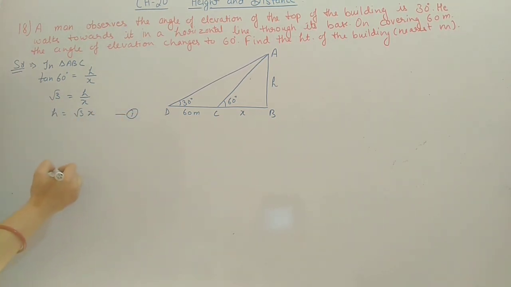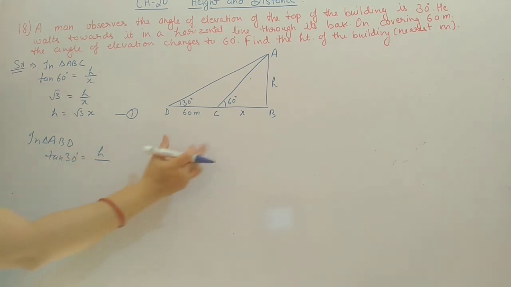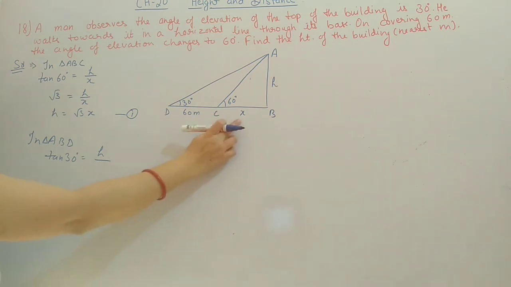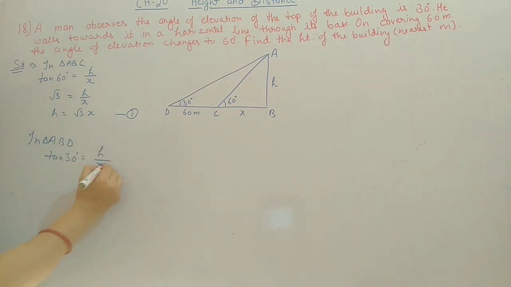Now second triangle, in triangle ABD, tan 30 is equal to height by base. Height by base is here B to D, x plus 60. And the value of tan 30 is 1 by root 3 is equal to h by x plus 60. Or we can write it as x plus 60 is equal to h root 3, or root 3h.